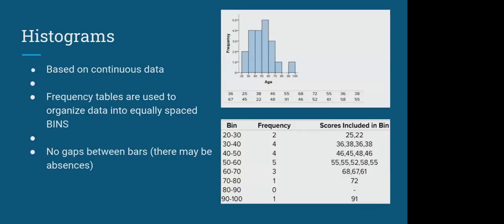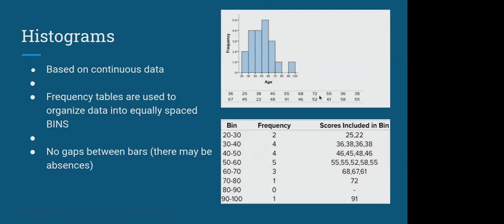Now let's look at a histogram. So, a histogram is based on continuous data. So you will see that the bars of a histogram are together. There are no spaces in between them. Okay? And frequency tables are used to organize your data into equally spaced bins. So this second piece is the frequency table. The bins are just how they grouped the data.